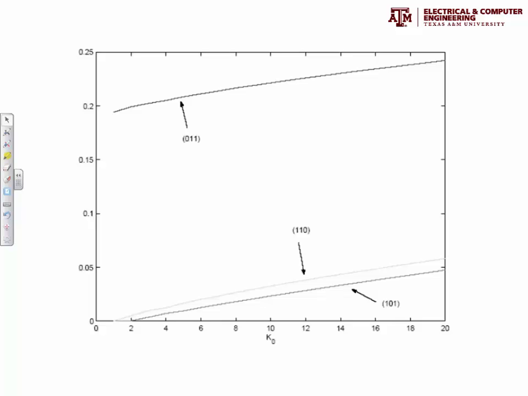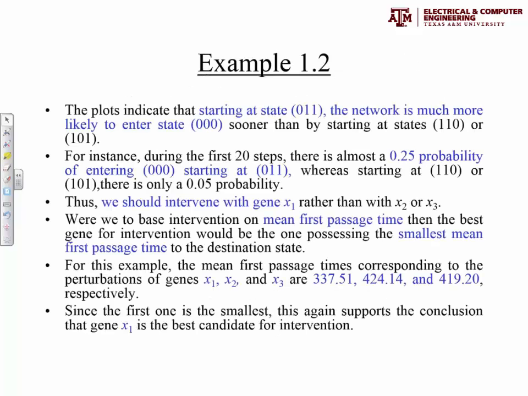So which one should you intervene with? First one, yeah, because that one you can see that in 20 time steps is almost 0.25, whereas these guys are still struggling with 0.05, right? So what we saw in that picture, just by hand waving, can be rationalized by using more mathematical arguments. And even if you do it with first passage times also, you will come up with the same conclusion, right?